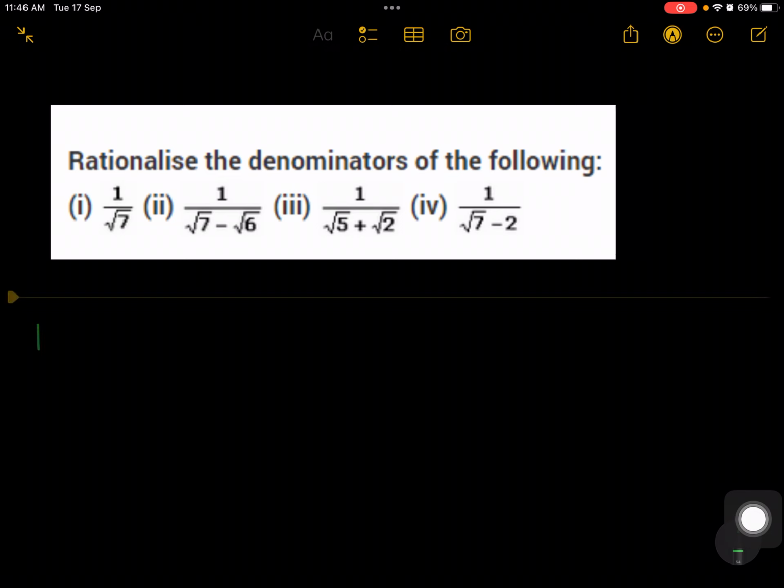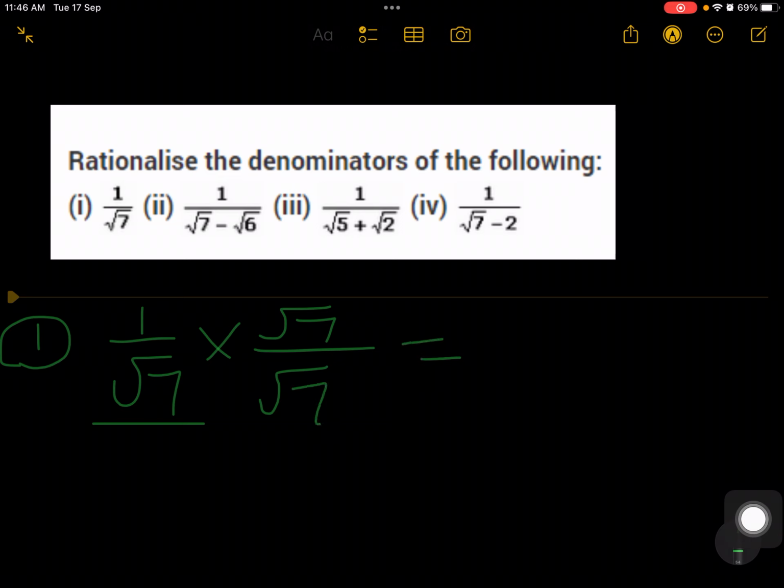In the question, the first part is 1 by root 7. So we are going to rationalize the denominators here. The denominator is root 7, so you need to just multiply root 7 with the numerator and denominator. When you multiply 1 into root 7, it will be root 7, and root 7 into root 7 will be equal to 7. So the answer is root 7 by 7.